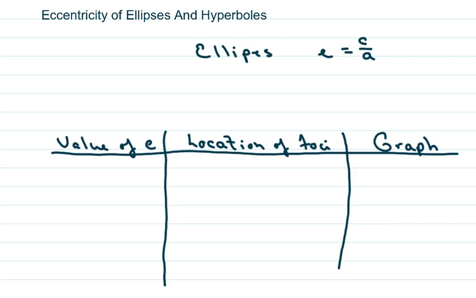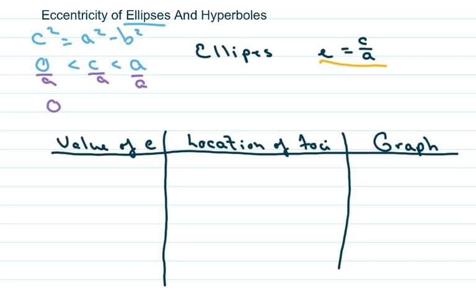It's also defined as C over A, and if you recall, we know that for ellipses we have that C squared equals A squared minus B squared. So therefore we know that C has to be less than A. And if you divide everything by A, we get 0 is less than C over A is less than 1. So for ellipses, this has to be less than 1.